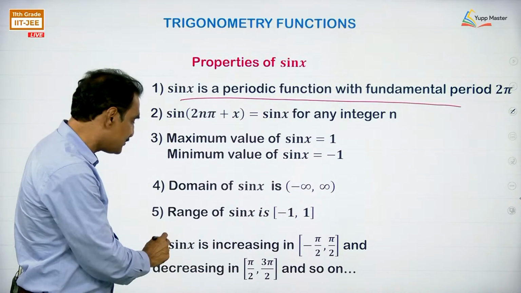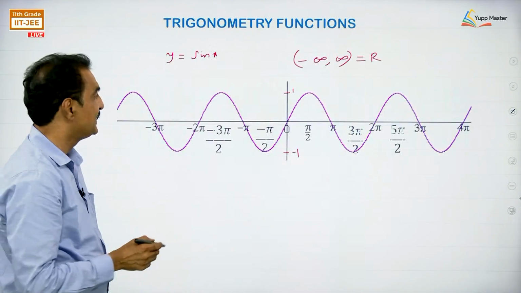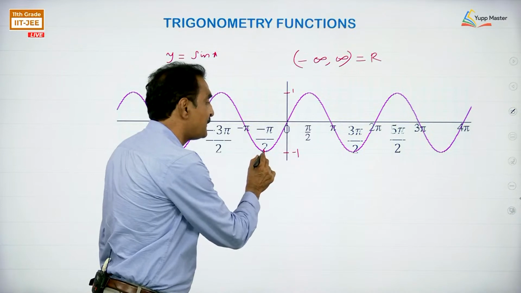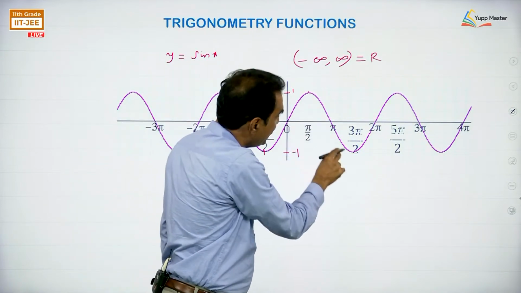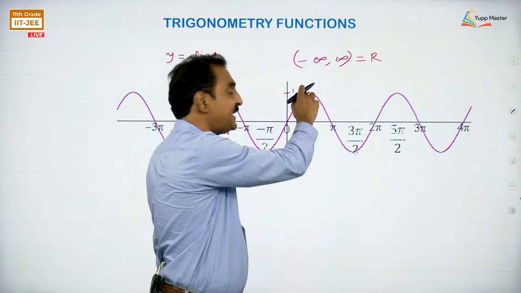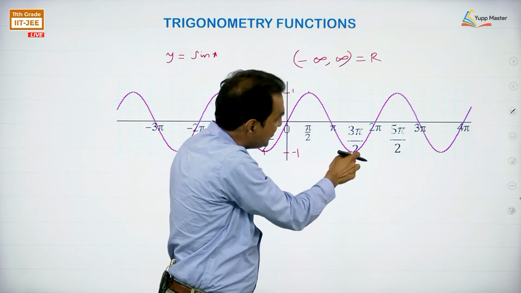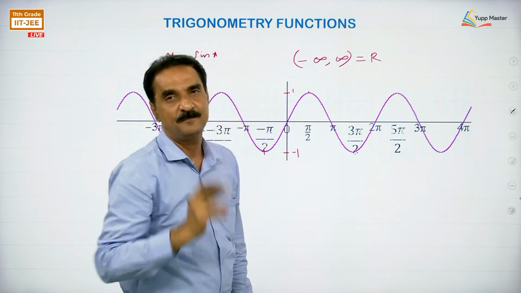Next is, you should remember the intervals where it is increasing, where it is decreasing. It is increasing from minus pi by 2 to pi by 2, decreasing from pi by 2 to 3 pi by 2. So, this length is pi. For an interval of pi it increases, for an interval of another pi it decreases, again it increases for an interval of pi, and so on.